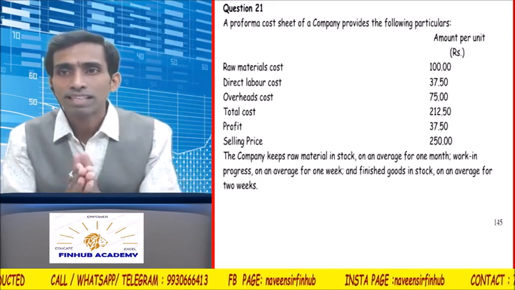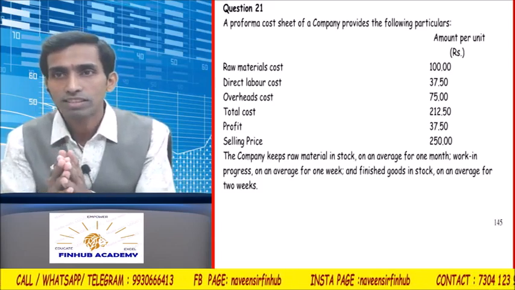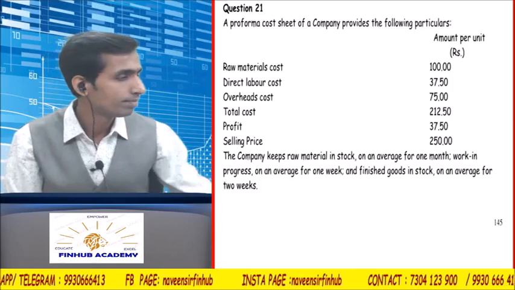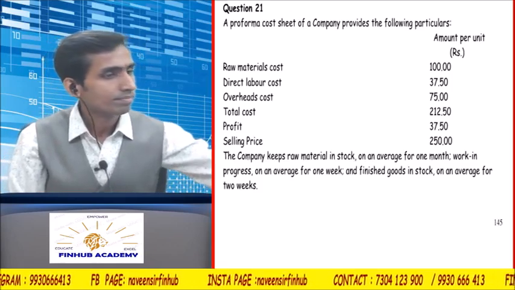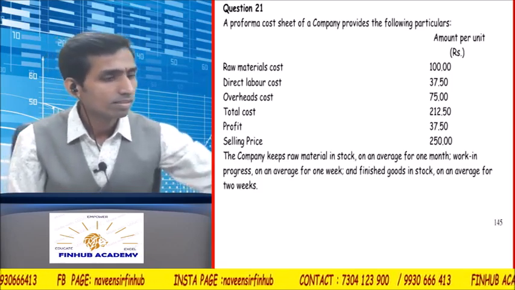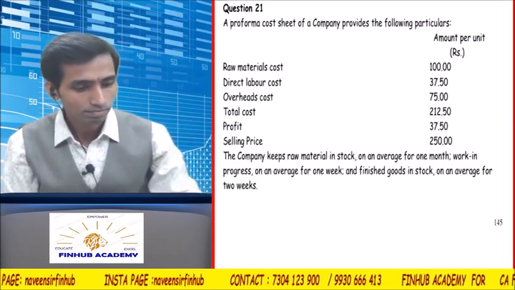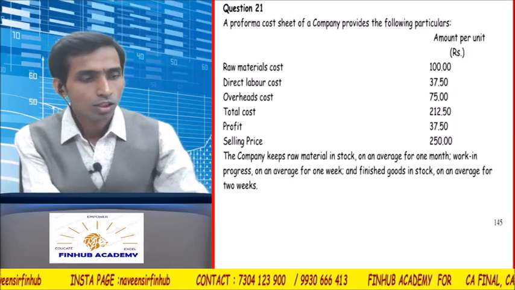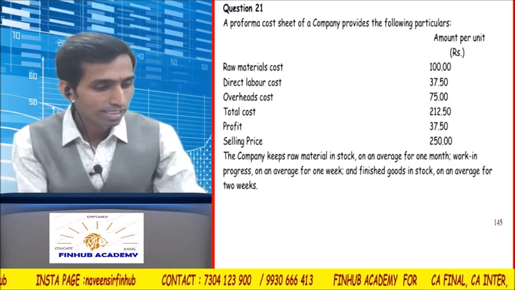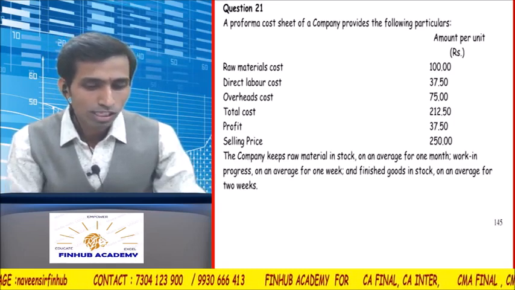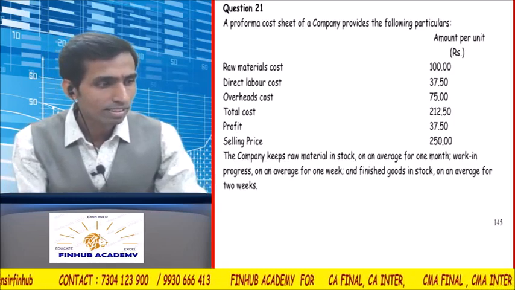Okay. Raw material cost is given. Labor cost is given. Okay. And overheads cost is given. How much it is in total? Check whether the total is matching. 212.5. So it's matching, correct? Okay. Next is total cost, profit is given, selling price is given, right?